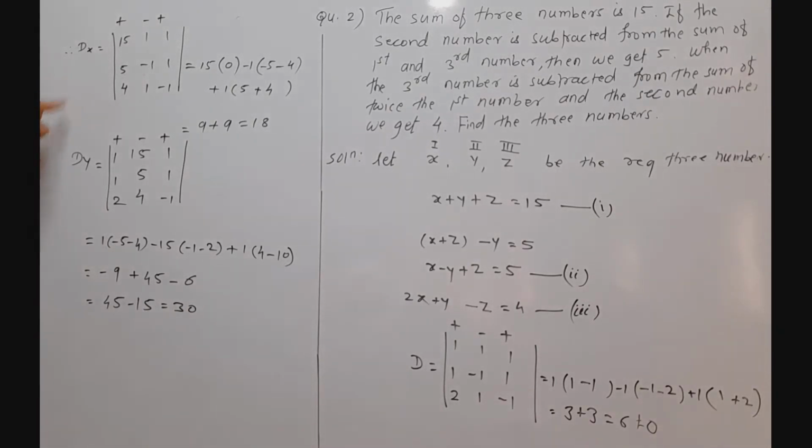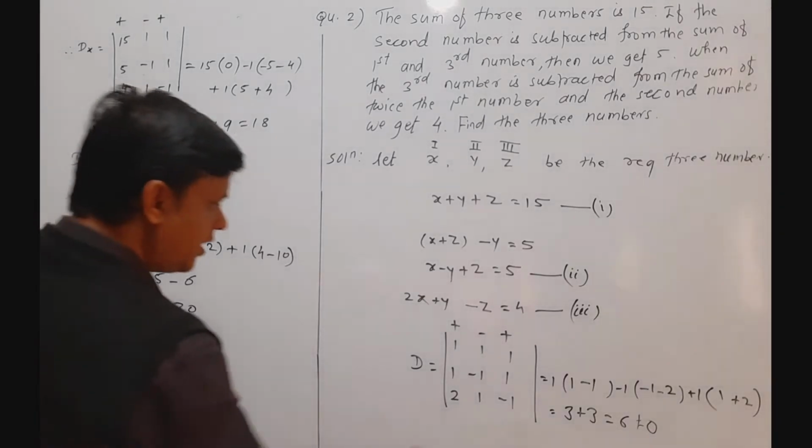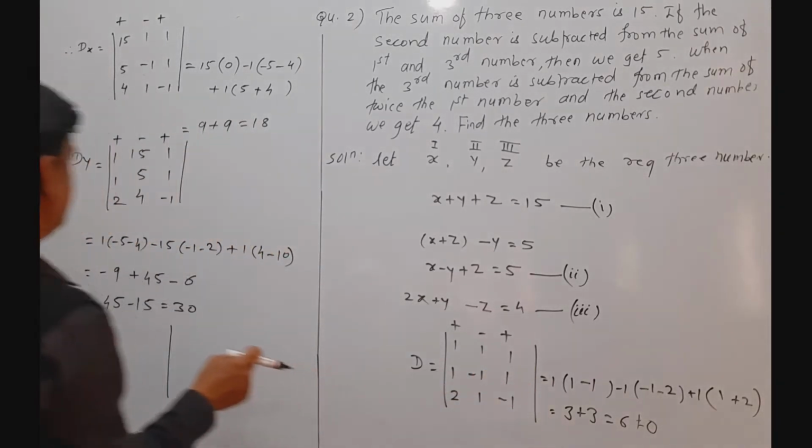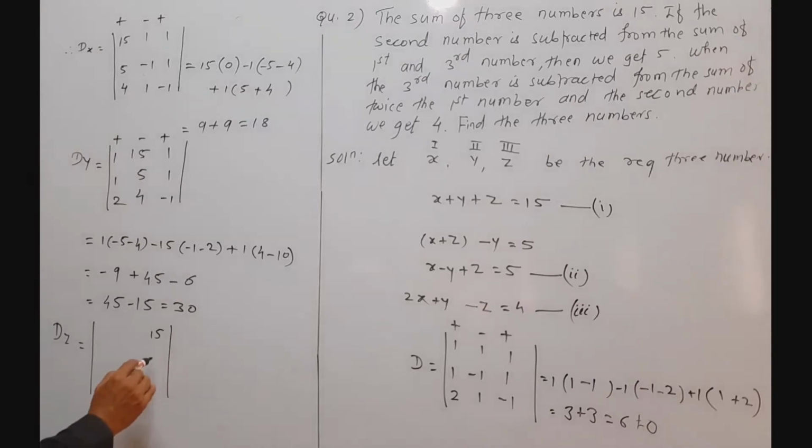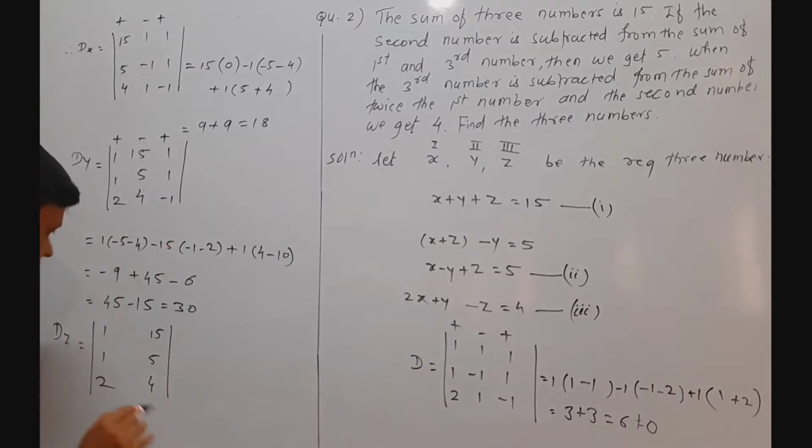Now we have dx, dy. Now we have to find dz. So dz is equal to the determinant. We write here instead of 1, 1, minus 1, 15, 5, 4. Then keep first column element 1, 1, 2 as it is. Then 1, minus 1, 1, minus 1, 1 as it is.